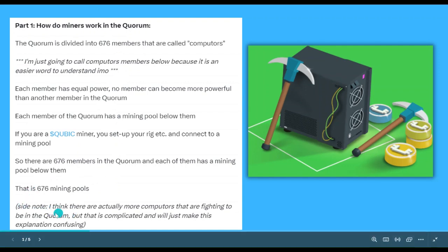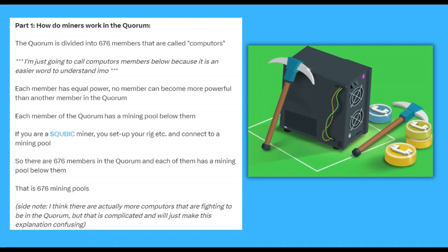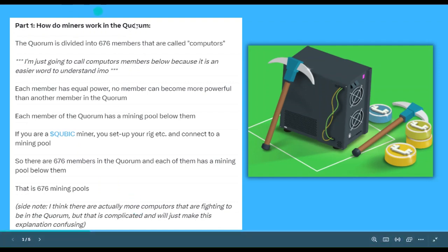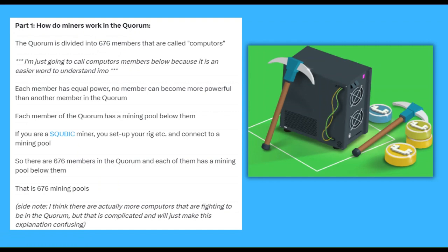And then, side note, I think there are actually more computers that are fighting to be in the Quorum, but that is complicated and it will just make this explanation confusing. So I'm not going to touch on that, and I don't understand it in detail, but I think there's more like 1,000 computers, but only 676 of them get into the Quorum, and it's the 676 most efficient that get into it. So they're always competing in terms of efficiency, which is an interesting thing, and I've got to learn more about that, but it keeps the Qubic network very efficient.